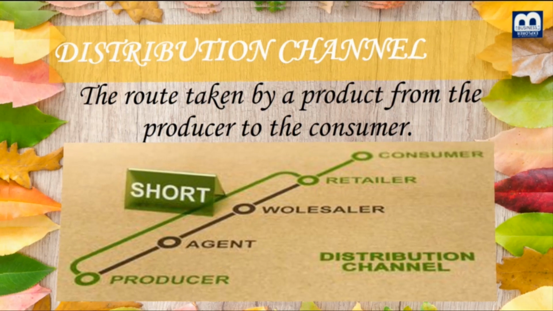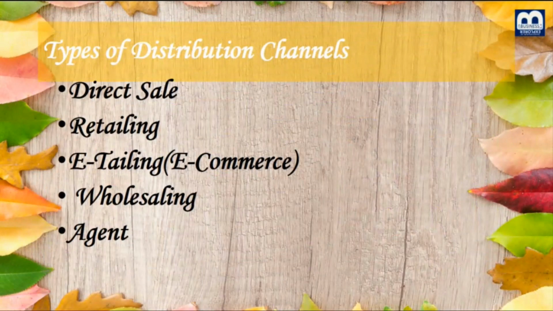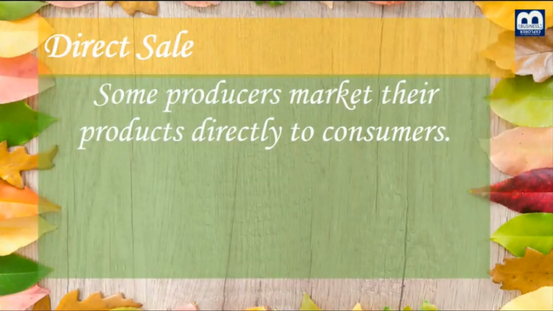So now let's see what the different types of distribution channels are. They are also known as methods of distribution channel, and some would also call them different routes or approaches of distribution channels, but everything is the same. The distribution channel methods are direct sale, retailing, e-tailing or e-commerce, wholesaling, and agents or brokers. Now let's see what we mean by direct sale. Some producers market their products directly to consumers. It can take a number of forms, which will be discussed in detail in coming sessions.